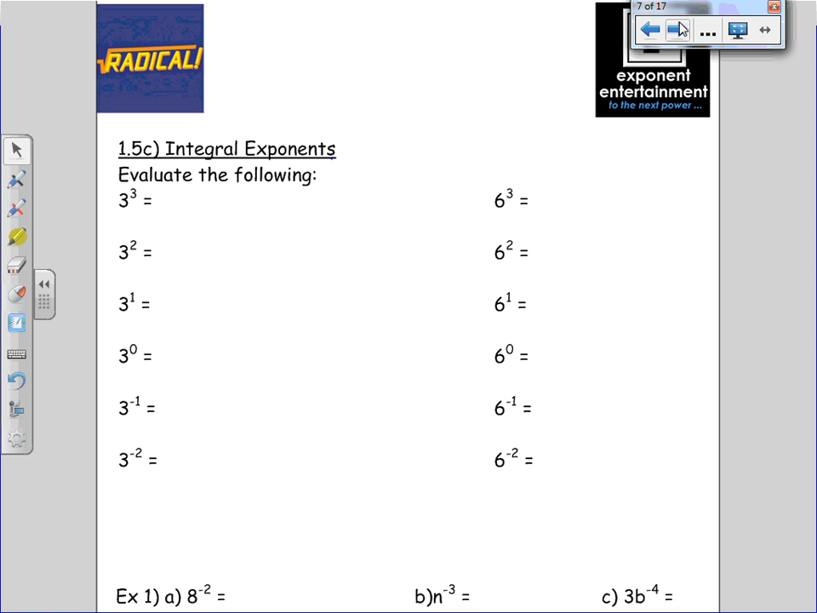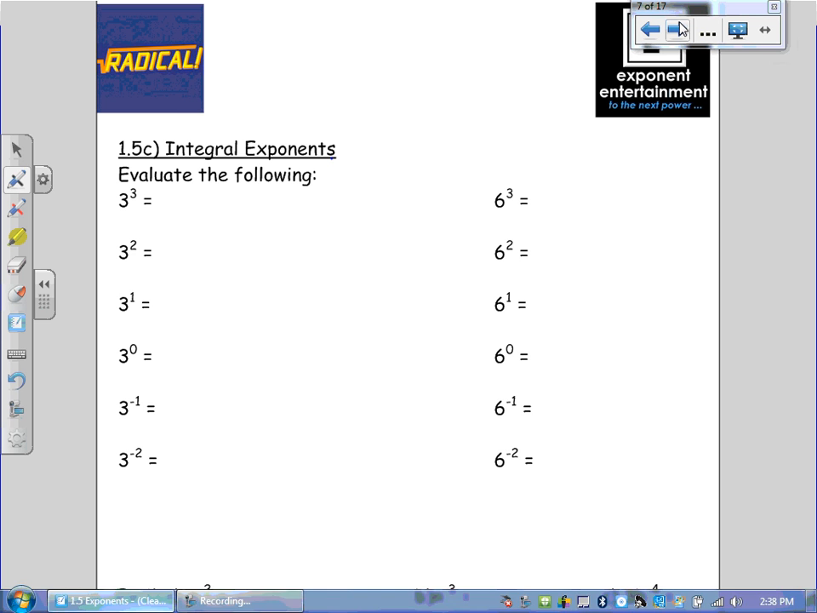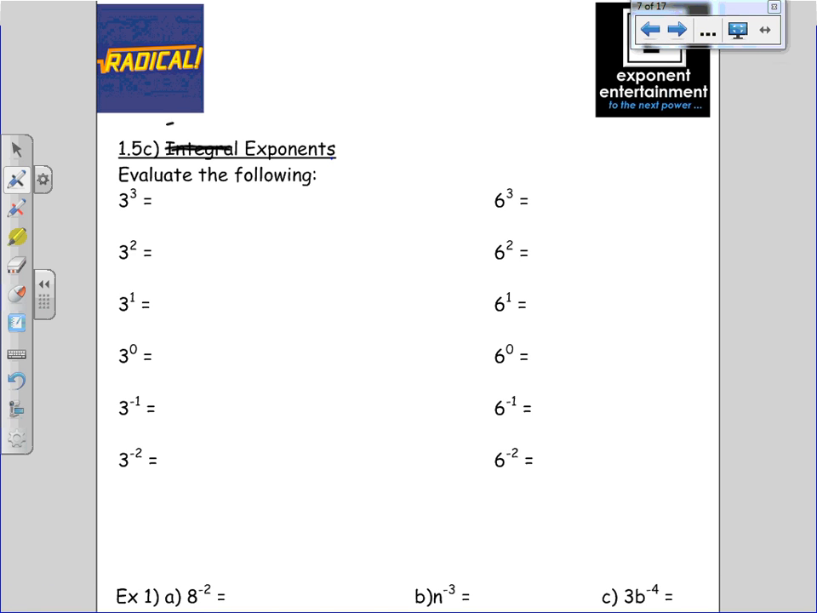Oh, it's like the... It means integers. It's technical. Integrals are something you won't deal with. I won't deal with. Integer is what it's supposed to say. Not integer exponents.